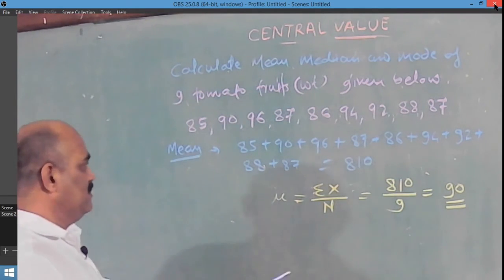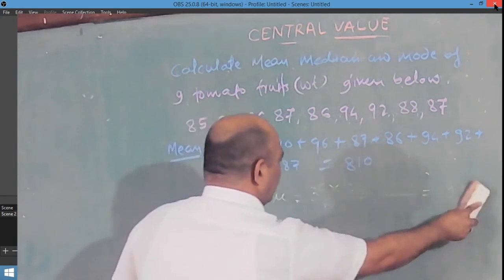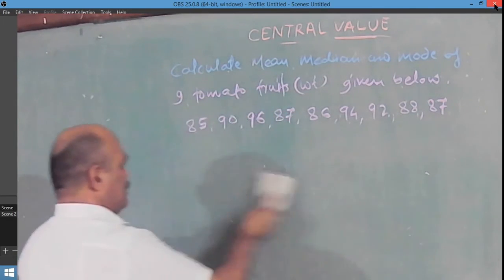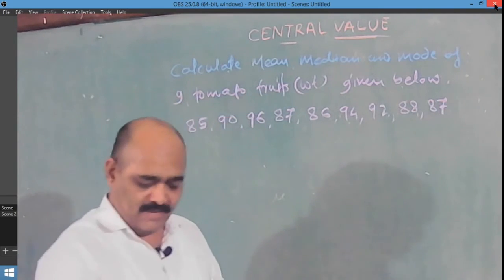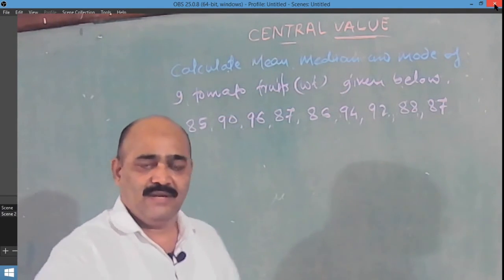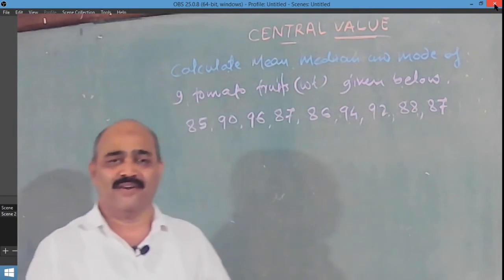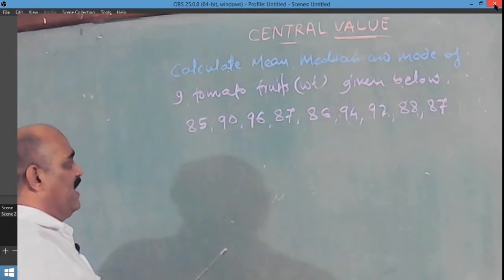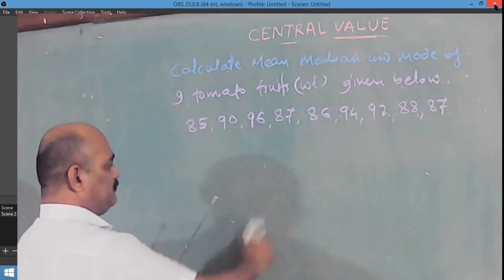Now students, we calculate the mode and median of our data. For calculation of mode and median, we need to rearrange our data in ascending or descending order. So first we are going to arrange our data in ascending order.